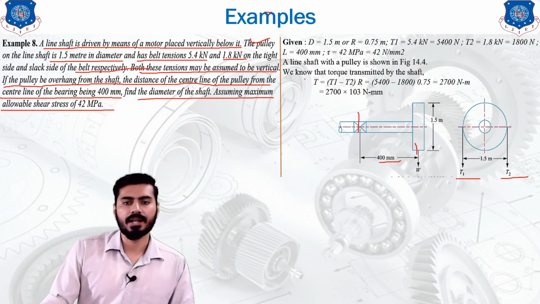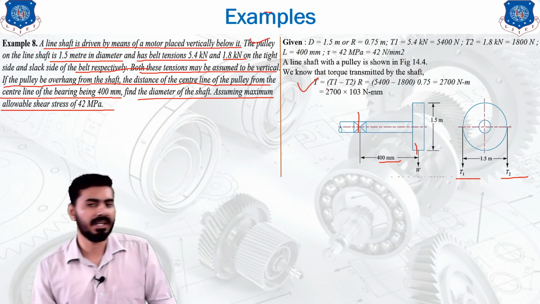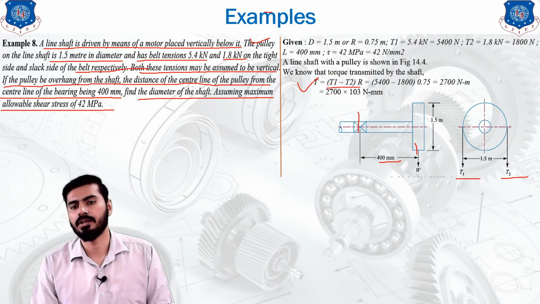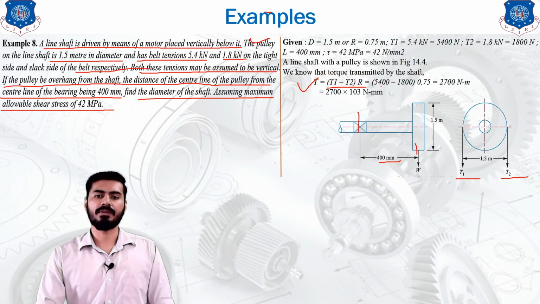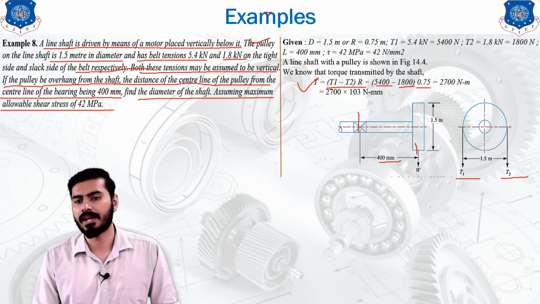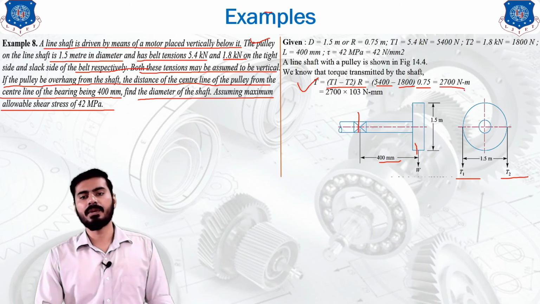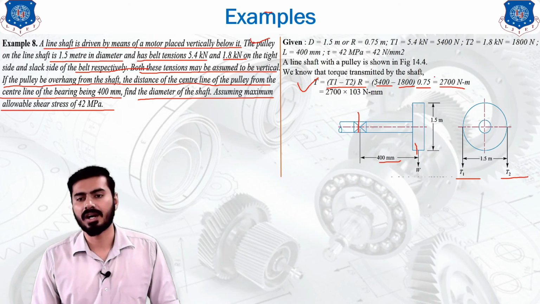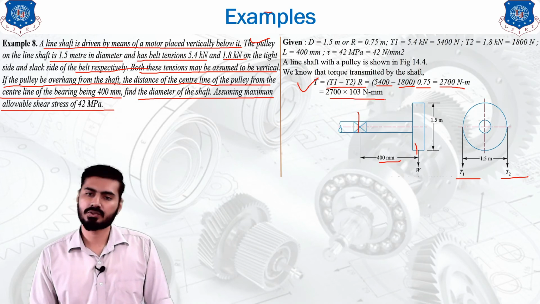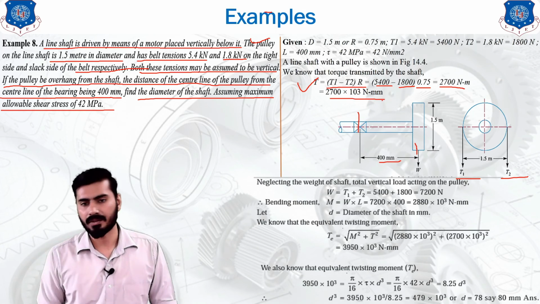Now in order to calculate the torque for this particular case, we will utilize this equation, that is (T1 minus T2) into R. Now if you have the values of T1 and T2 and the value of R, then you will be easily able to calculate the torque to be transmitted as 2700 into 10 raised to 3 Newton-mm.